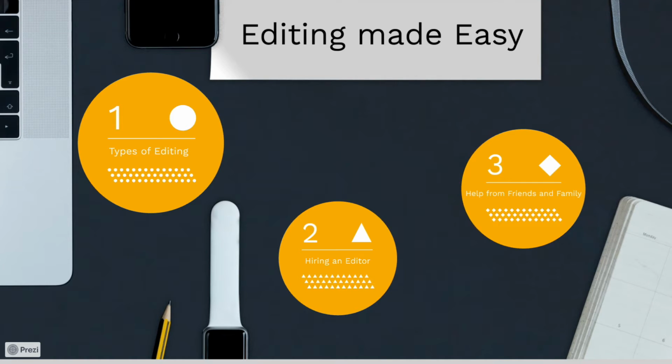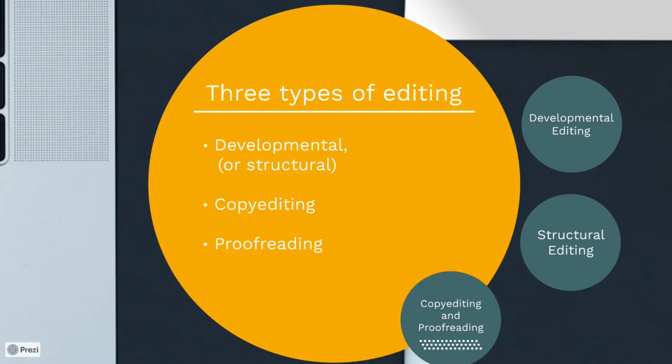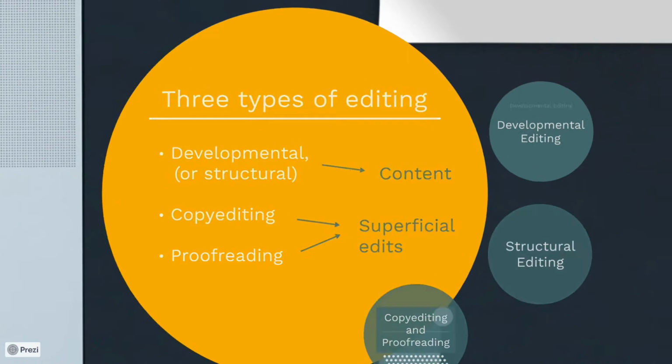There are many types of editing with different names, but here are 3 basic ones to consider: developmental or structural editing, copy editing, and proofreading. Developmental editing focuses on the content of your book, while copy editing and proofreading focus on more superficial edits such as grammar, word choice, spelling, and punctuation.